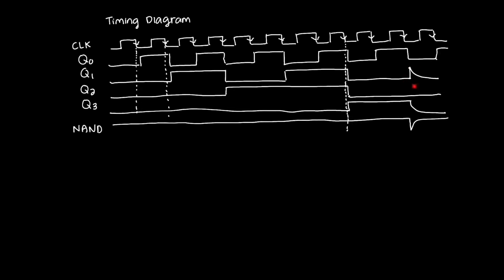So this here is a glitch. And this is a glitch that is caused by the asynchronous reset. And I can really see that when I look at this NAND gate. The output of this NAND gate is consistently high. Now recall that this NAND gate is feeding the asynchronous, active low clear inputs of all the flip-flops.